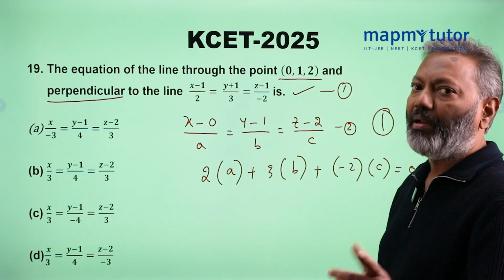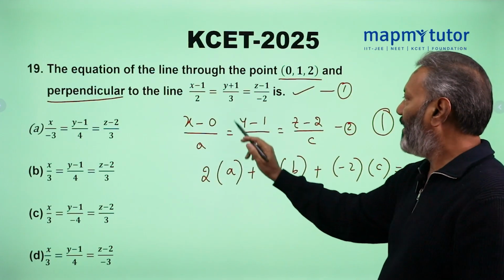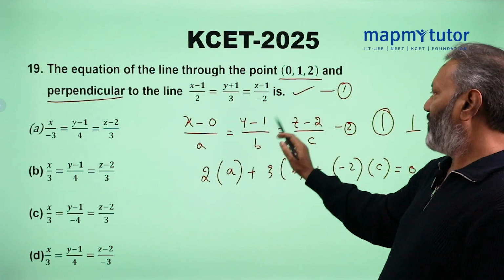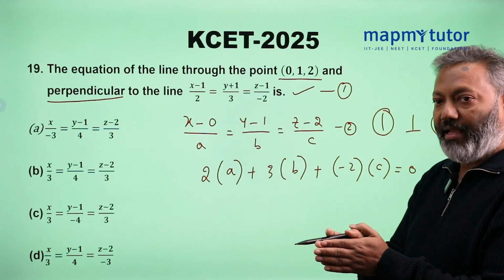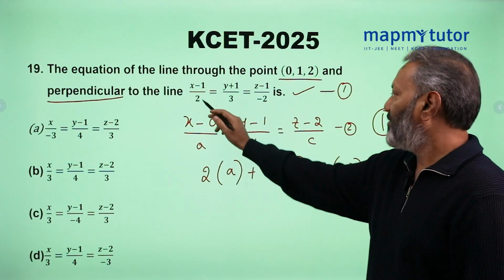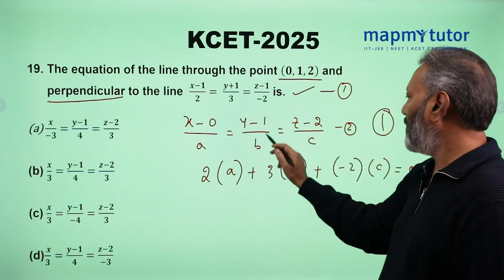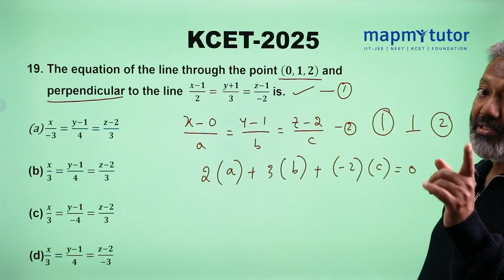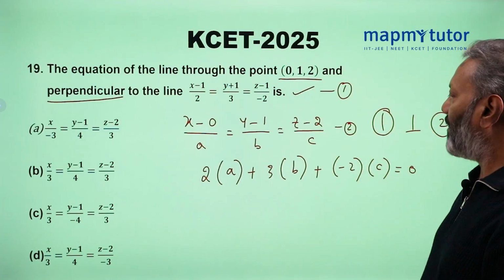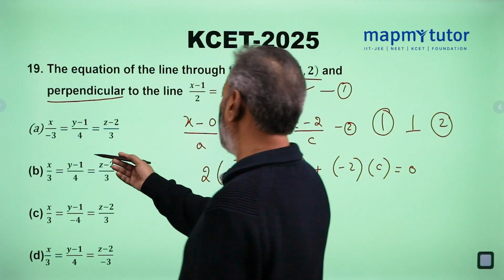What is that formula? Simple. If A1, B1, C1 are the DRs of the first line and A2, B2, C2 are the DRs of the second line, then A1 A2, that is 2 into A, plus B1 B2, 3 into B, plus C1 C2, minus 2 into C must be 0. That is the condition for perpendicularity. Now you can check from the options.